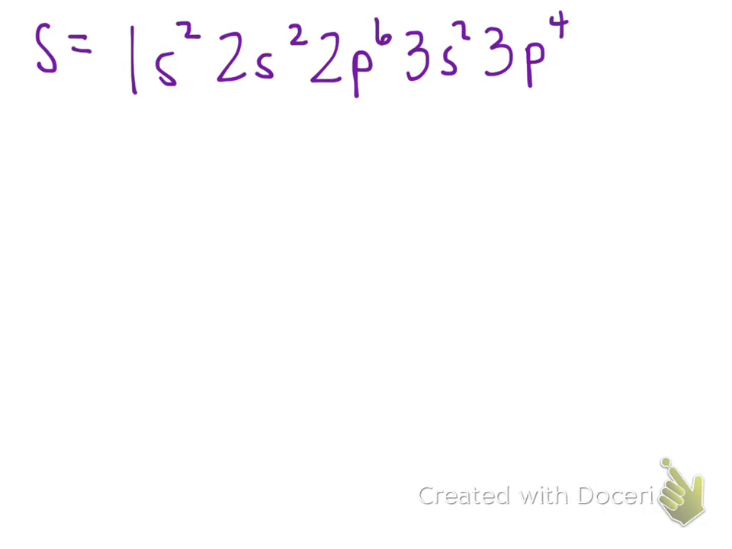Do we agree with our electron configuration for sulfur here? Yes. So sulfur has 1s orbitals that are full. It has 2s orbitals that are full, 2p orbitals that are full, 3s orbitals that are full, and 3p orbitals that are not quite full. The 3p orbitals are not completely full. It can hold 6. It only has 4. How many total electrons should sulfur have? It should have 16.